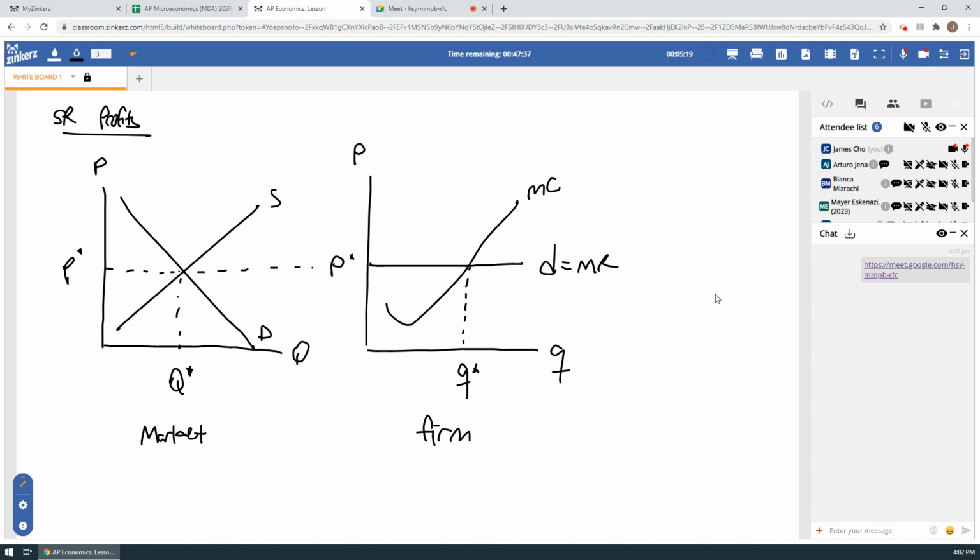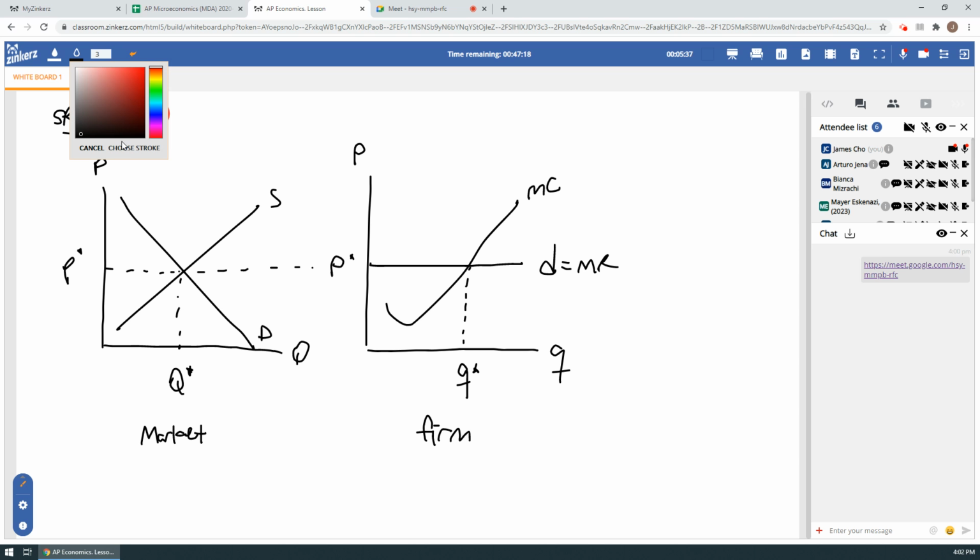Okay, so this situation, what I drew for you right now, it's always going to be this way. I don't care if I'm talking about profits or losses or long run equilibrium or anything like that. This is always how you start up. And then the next step is we need to figure out where we want to draw the ATC curve. And it all depends on this.